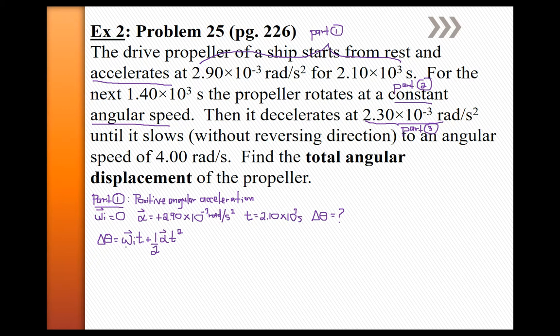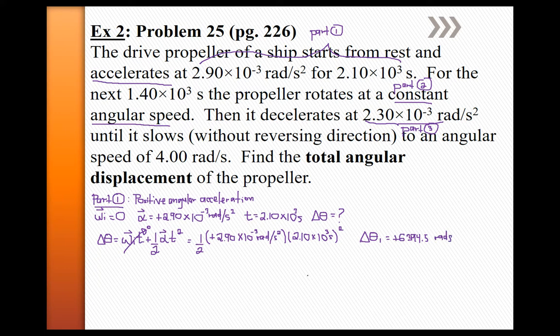Okay, now we can get rid of this term because we don't have any initial angular velocity. So that's gone. Now we can just plug numbers in. This is going to be equal to 1/2 multiplied by the angular acceleration, which is positive 2.90 times 10 to the negative 3rd radians per second squared, multiplied by t, which is 2.10 times 10 to the 3rd seconds, all squared. And I'm just going to add an extra subscript here. I'm going to say delta theta 1. And that should be equal to positive 6,394.5. And we're dealing with units of radians.